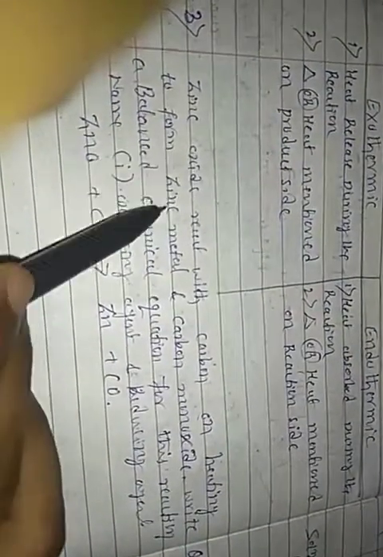Okay students, next example. The question is: zinc oxide is heated with carbon to form zinc metal and carbon monoxide. Write the balanced chemical reaction for this reaction. Name the oxidizing and reducing agent. So tell me students, which is the oxidizing agent and which is the reducing agent here.